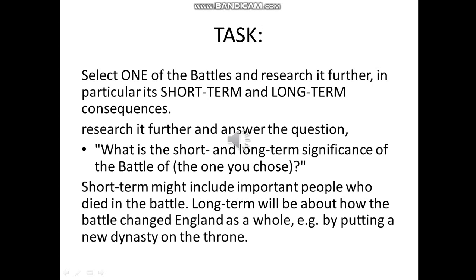So your task. What I want you to do is to choose one of those battles that I very briefly summarised. I want you to research in more detail, and I want you to think about why that battle is important. Start off with, if you like, the short-term consequences. That is, for instance, how many people died in the battle, did anyone important die, did the crown change hands as a result, and so on.